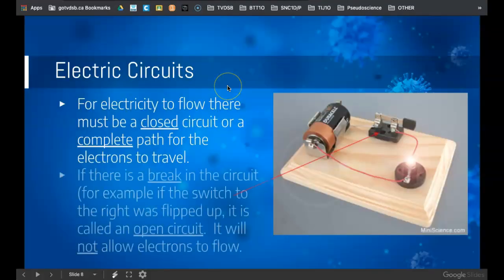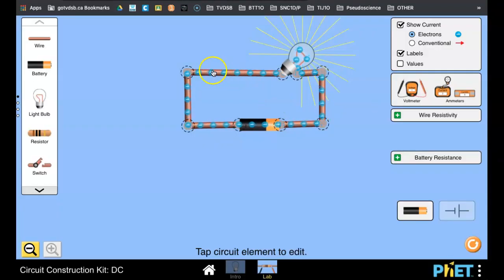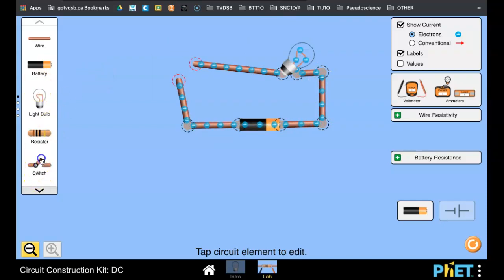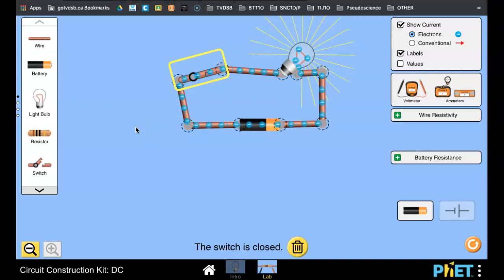All right. So if there is a break in the circuit, for example, if the switch to the right up here is flipped up, then it's now called an open circuit. And that means the electrons are not going to be allowed to flow. So if I were to add in here, for example, let's cut that out, and we'll put the switch in. Look at that. You can see that right now that switch is open and the electrons are not able to flow. And that is because there's a break in the wire. But if I were to close that switch, you can see now that there's a pathway for the electrons to flow and the light bulb can actually light up. The electrons can complete a circuit.